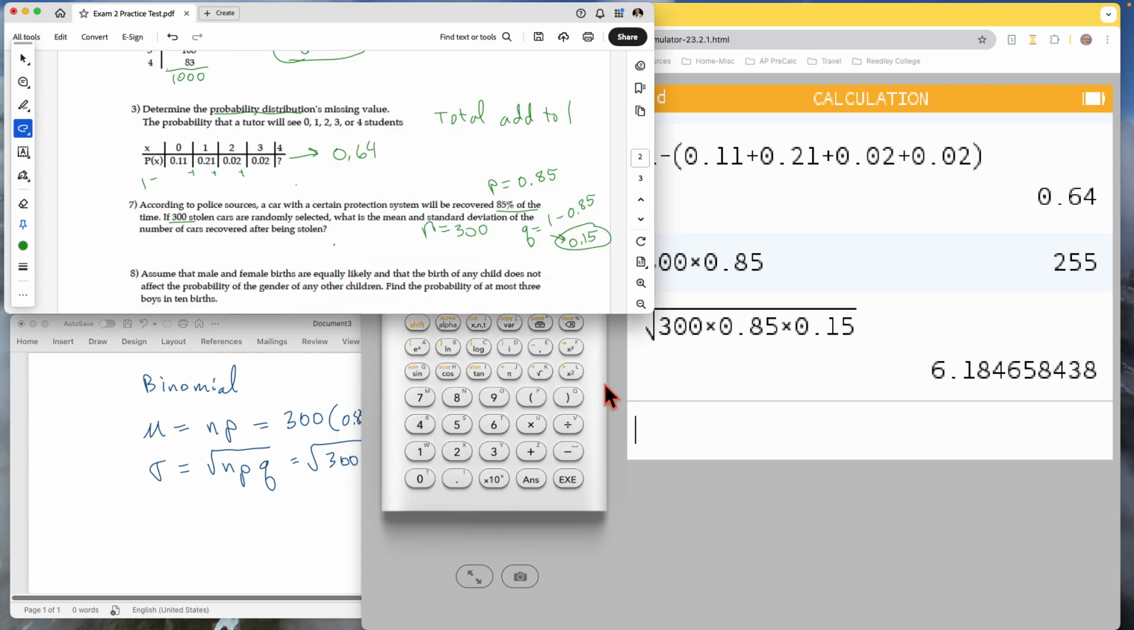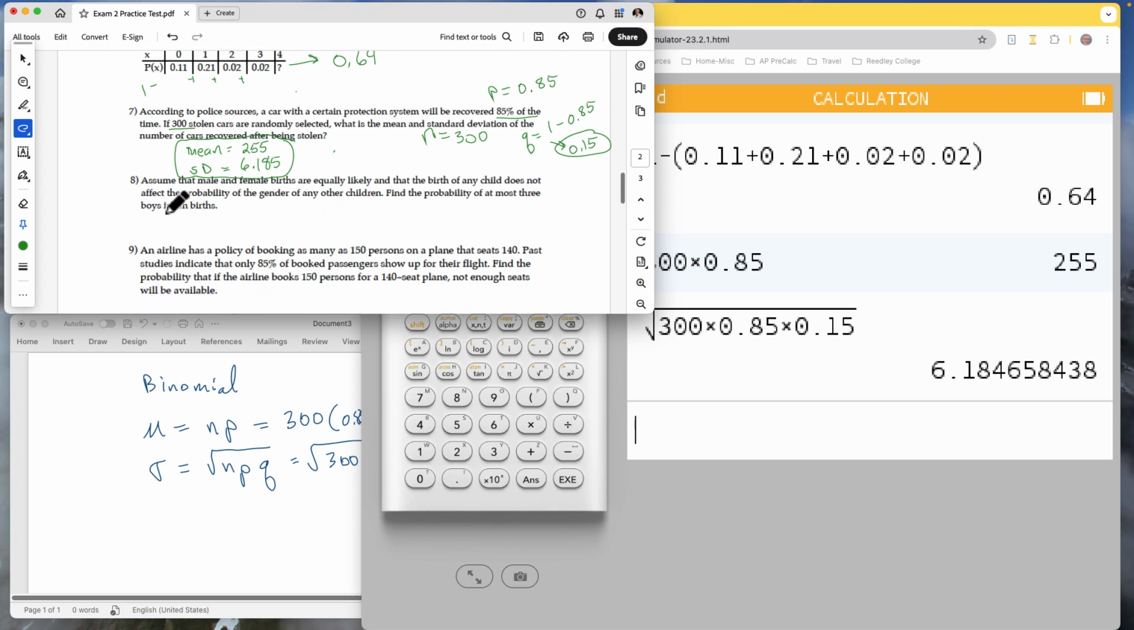Don't tell us about rounding, but we could put these in here. So we could just label this as our mean is 255. And our standard deviation, I'll abbreviate that as SD, is 6.185. Rounded to 3 decimal places is usually pretty good. Okay, and I'll circle it as my answer. And that's good.